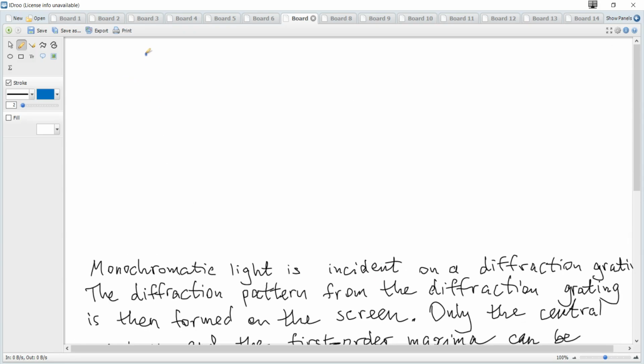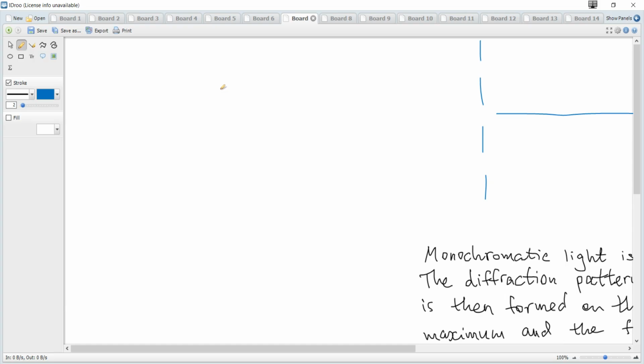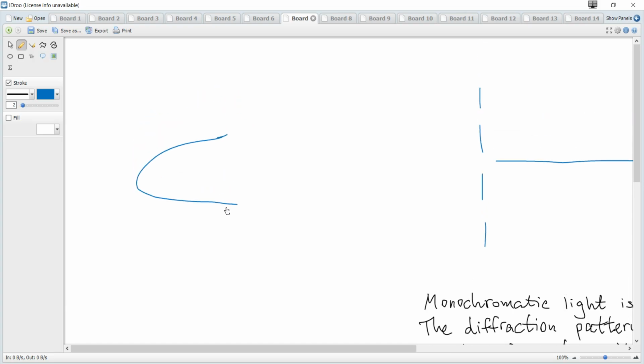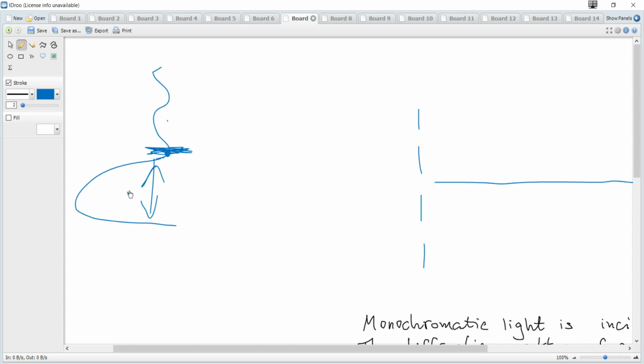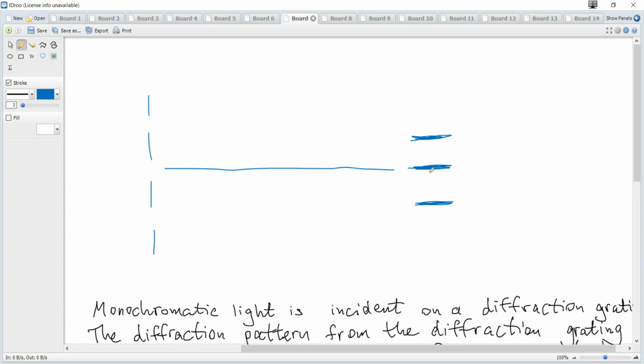So with a diffraction grating, we will observe narrow bright fringes on the screen. For one slit, there will be bright and dark fringes: the bright will be a white region, and here there will be small intensity, but it's bright and dark fringes. But here there will be only narrow bright fringes.